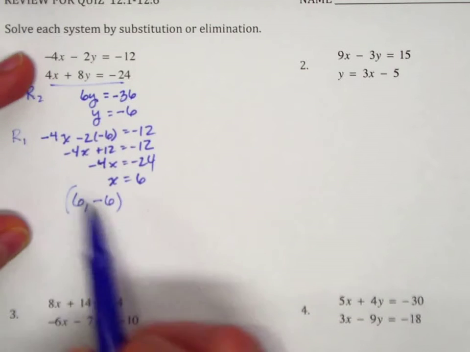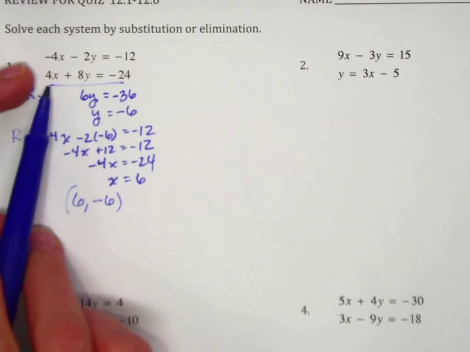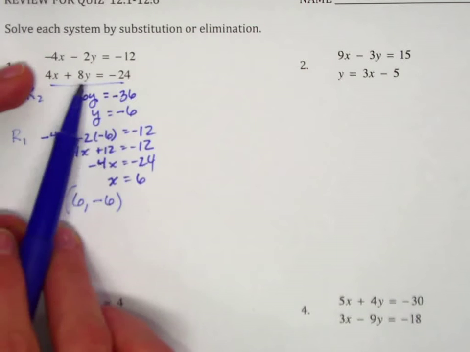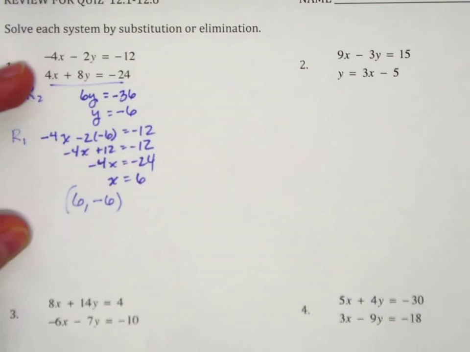Since I used row 1 to solve, I'll check in row 2. Here I get 24, and then minus 48 is negative 24, so that works.